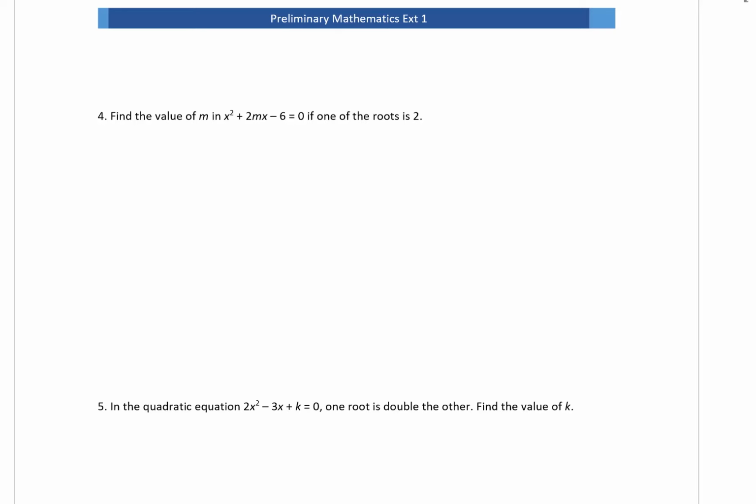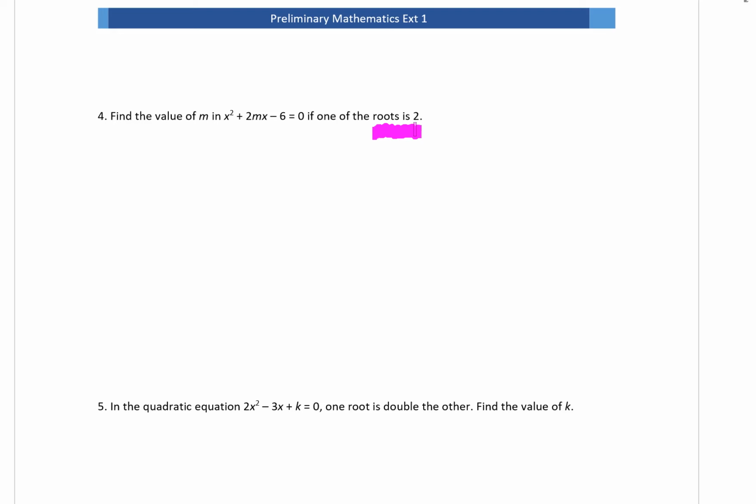In example 4, there's yet again another way that they can test this concept about sum of the roots and product of the roots, and it is like this. You're being asked to find the value of m, and m is clearly in a quadratic, x squared plus 2mx minus 6 equals 0, if one of the roots is 2. Really, the only hint that you will be using sum of the roots, product of the roots, is the word, the root is 2 here, I guess, and also the fact that it is a quadratic.